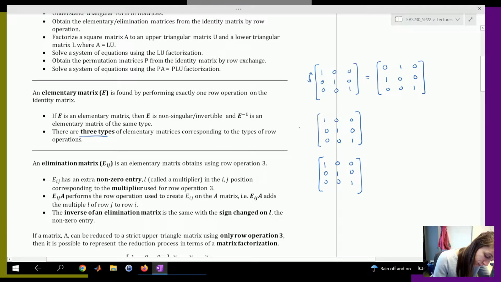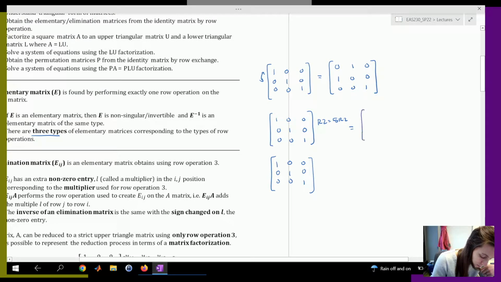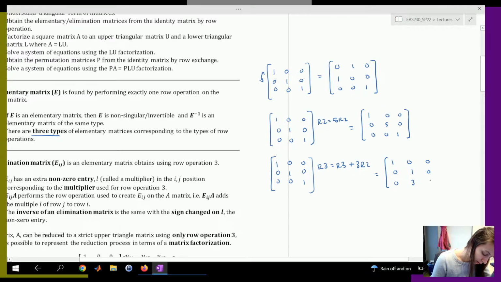For this one, let's say I went ahead and said row 2 equals 5 times row 2. I would get this matrix, which once again is also an elementary matrix because I performed one row operation on the identity. And then for this last one, let's say I took row 3 and replaced row 3 by adding 3 times row 2. My matrix is going to look like this. Row 3 now becomes 0, 3, 1, where I have this 3 that shows up in a non-zero location.